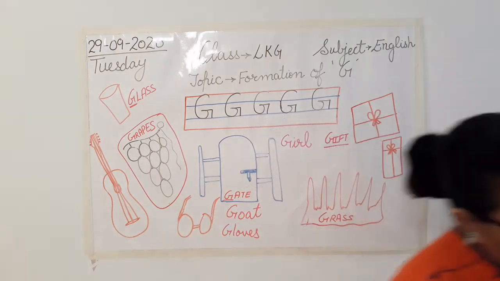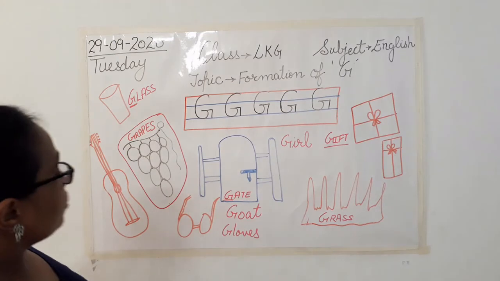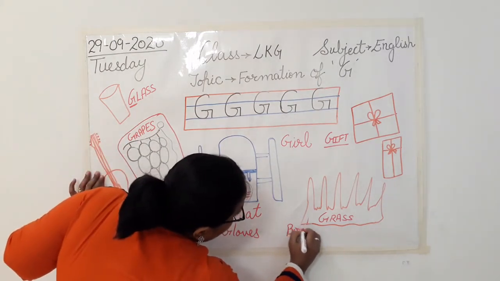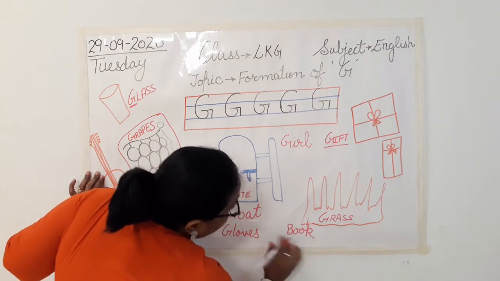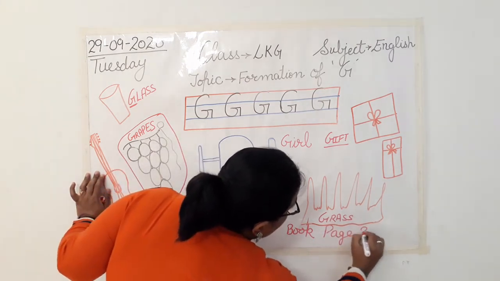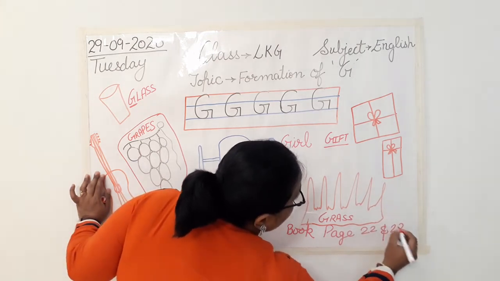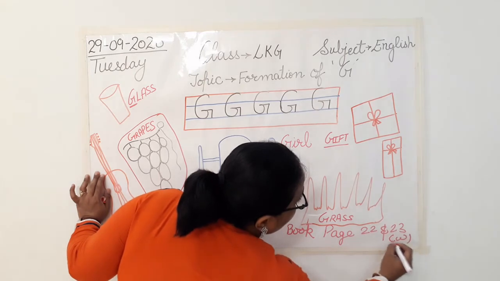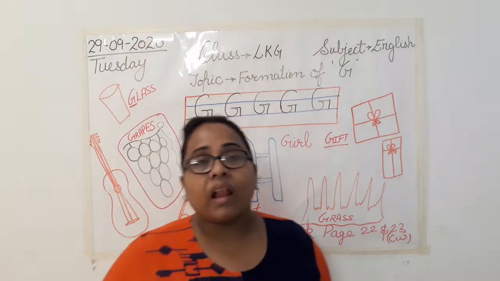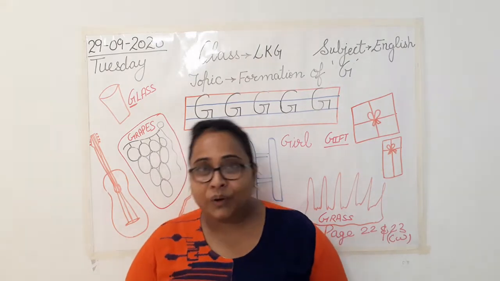Now moving towards today's work. So book work to be done on page number 22 and 23. So this is your classwork. Clear? And in homework as usual, we are going to write alphabet G in our notebook. How we are going to do that? I'll just show you. Okay class?